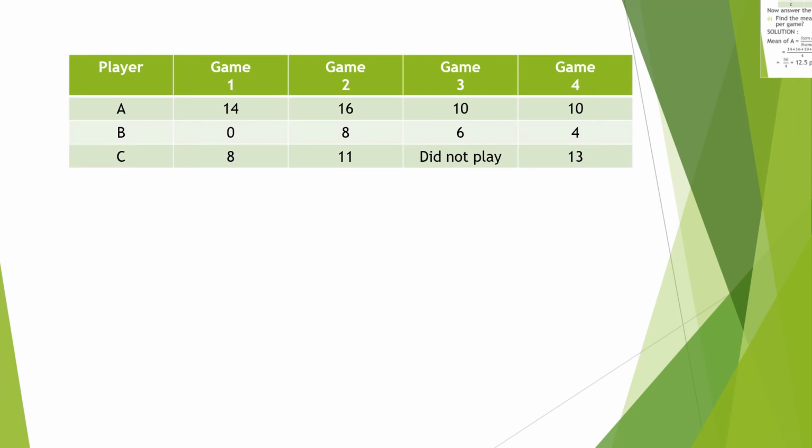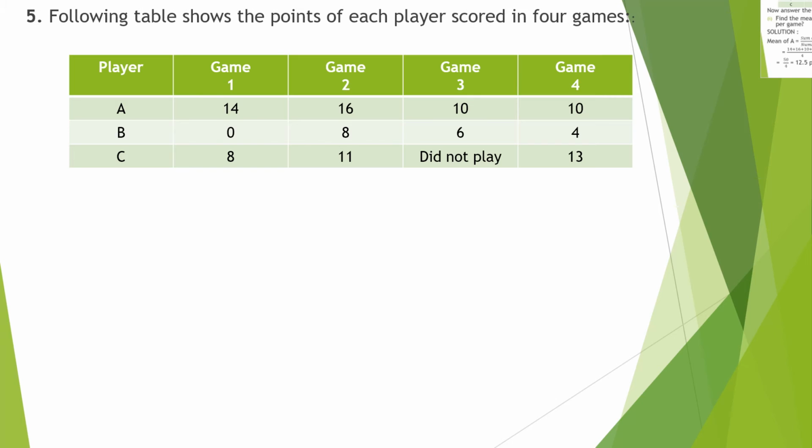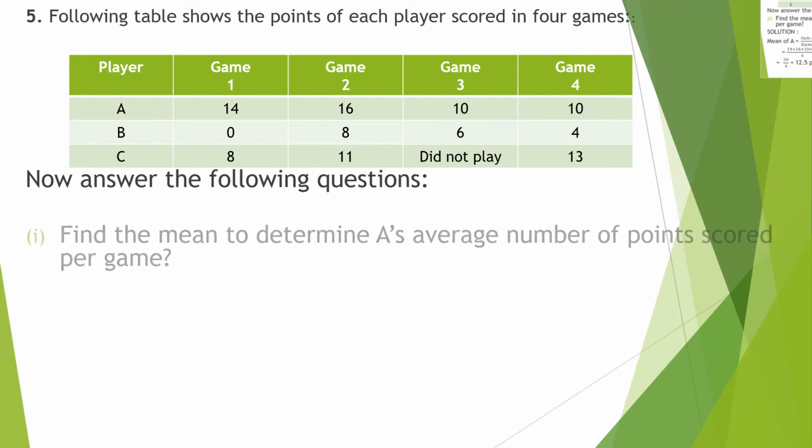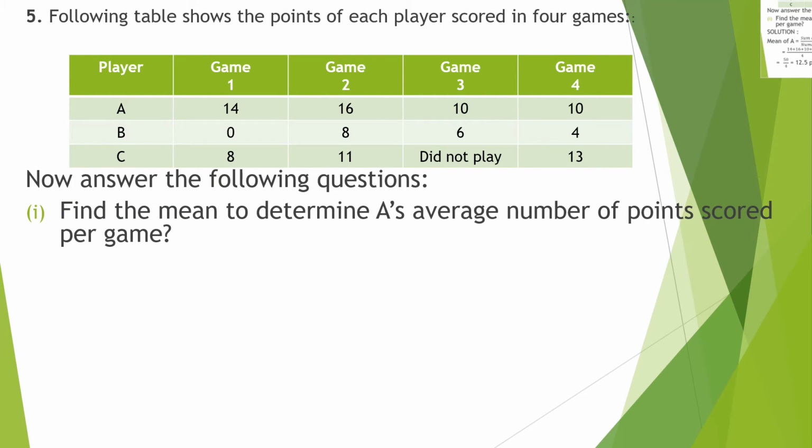Now we move to the next question. The following table shows the points each player scored in 4 games. Now answer the following questions. Find the mean to determine A's average number of points scored per game.